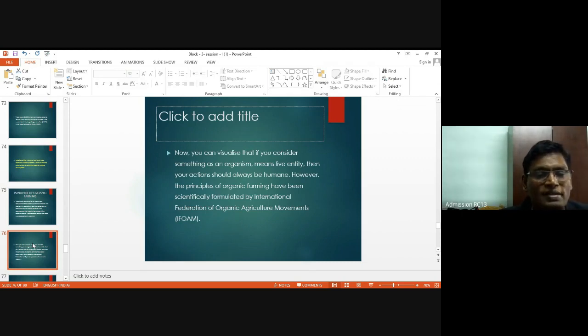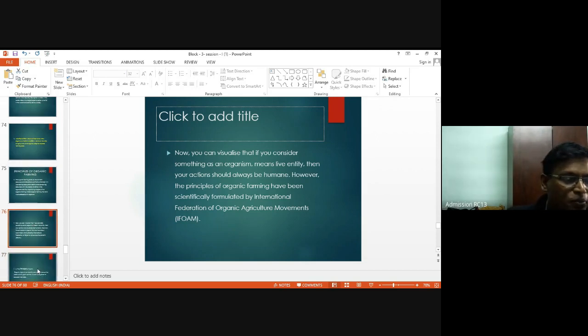Now you can visualize that if you consider something as an organism, meaning a living entity, then your action should always be humane. However, the principles of organic farming have been scientifically formulated by the International Federation of Organic Agriculture Movements. So the organic farming concept was introduced to minimize the damage to the environment, not only the plant or the soil, but also the consumers, including human beings.